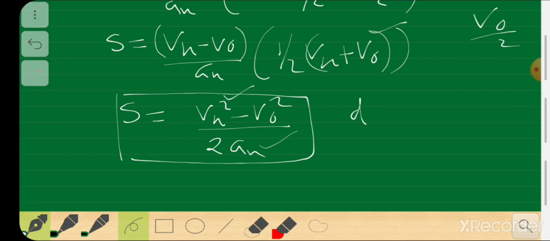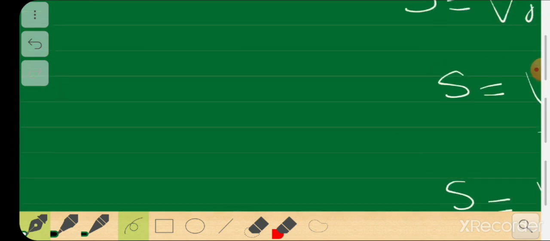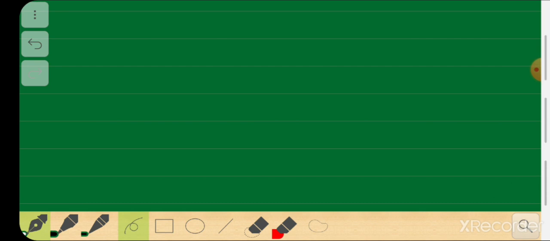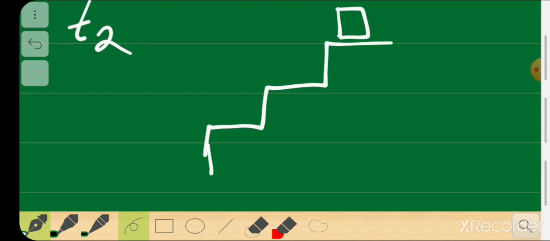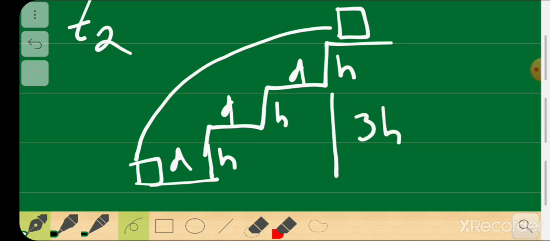Now we need some simplification. We need to find ax and vx squared, right? So how can you find the unknowns? For that we can use the second time scale, which is t2. The t2 scale is when the object falls from this height, down 3 steps, and it's going to fall over here. So this is the second case. Each step has height h and distance d, so we had a total height of 3h and total distance of 3d, right? So that's the case here.